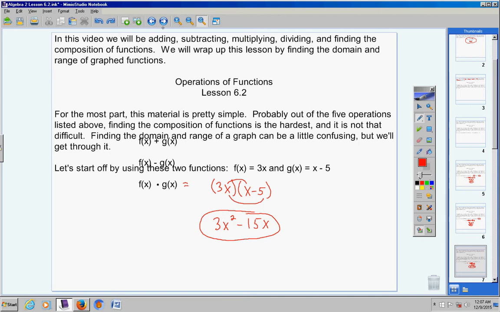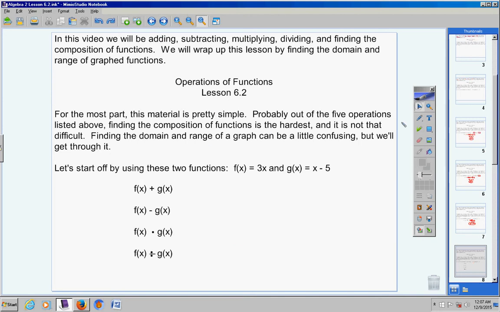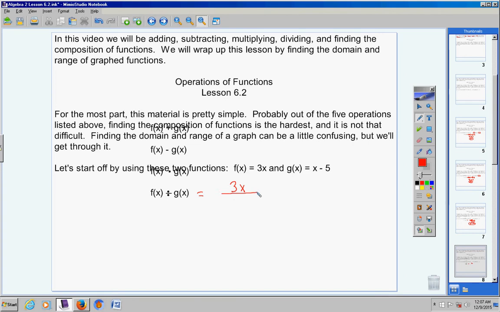Moving on. Okay? Now, we're going to take two functions and divide them. Now, let's really be careful here, okay? I have my f function. That's 3x, divided by my g function, x minus 5. Now, I need to talk to you about this, because if you don't listen to me, a lot of you are going to make mistakes on these problems.